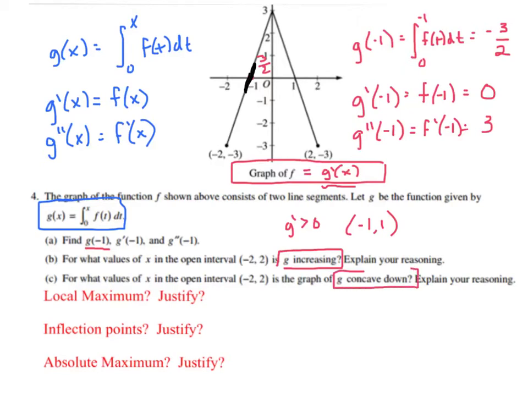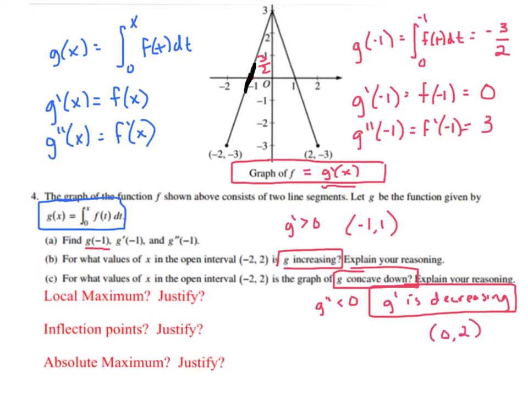Well, concave down, you could justify 2 ways. You could say that the second derivative is negative, but a better justification would be to say that g prime is decreasing. And I say better because we've been given the graph of g prime, so this is a better explanation because it's using the graph we've been given. So when is g prime decreasing? Well, it's decreasing all the way from 0 to 2. So that will be our interval. Okay, I'm going to answer these bottom 3 on the next slide.